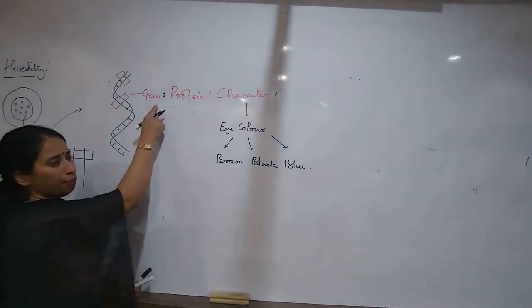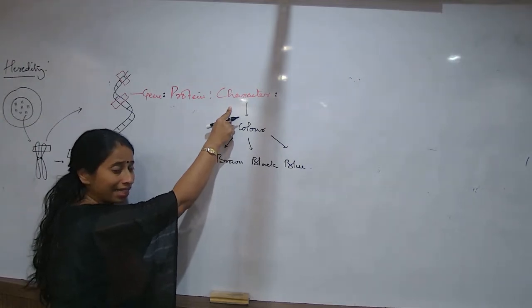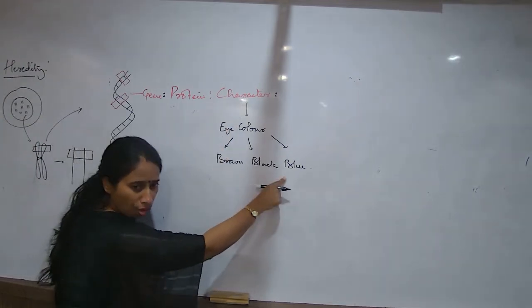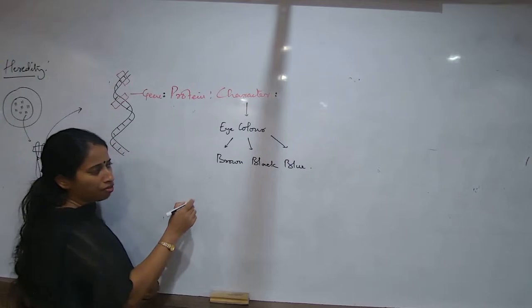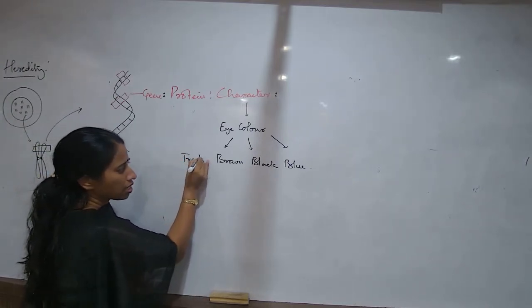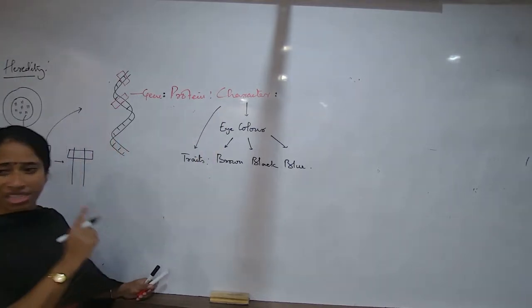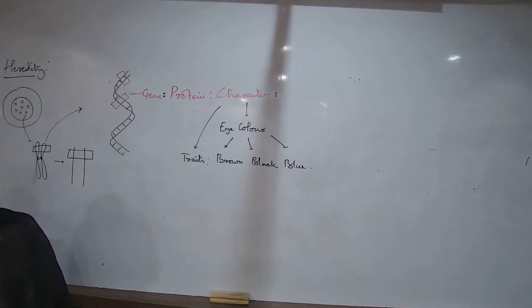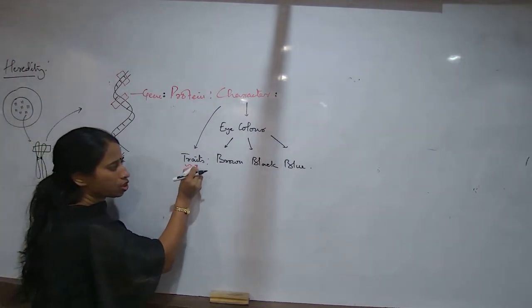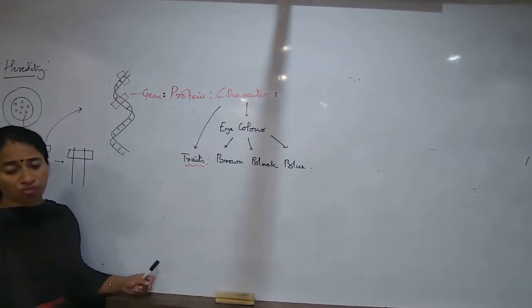So I'm saying a particular gene regulates a character, but this character that I choose has different forms. What are these different forms known as? I would say these different forms are known as traits of this character. So there are different traits of this character. Then what is the definition of the word traits? Traits means different forms of a character.